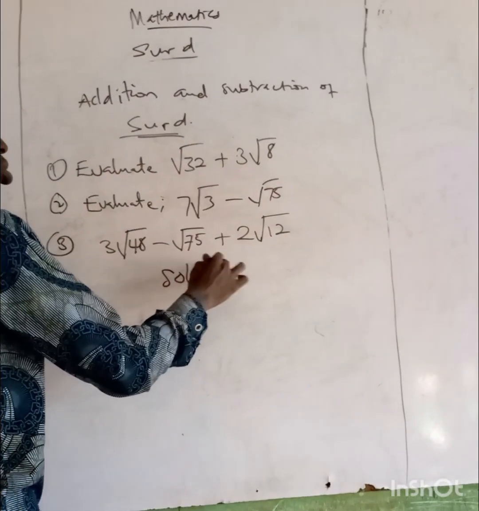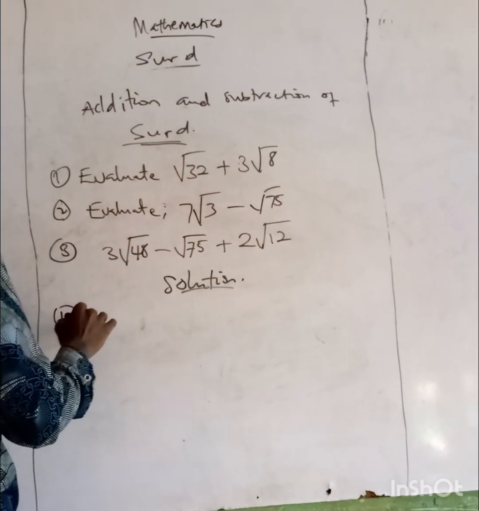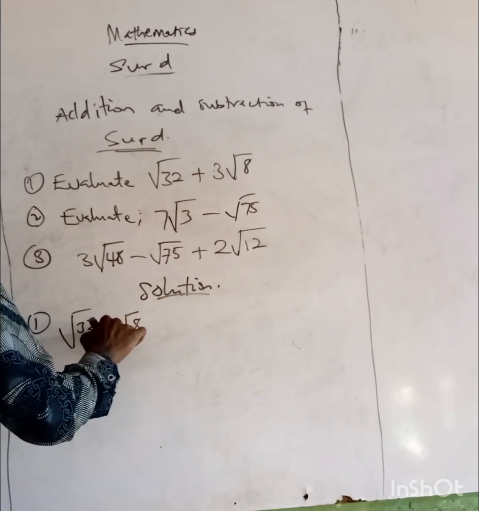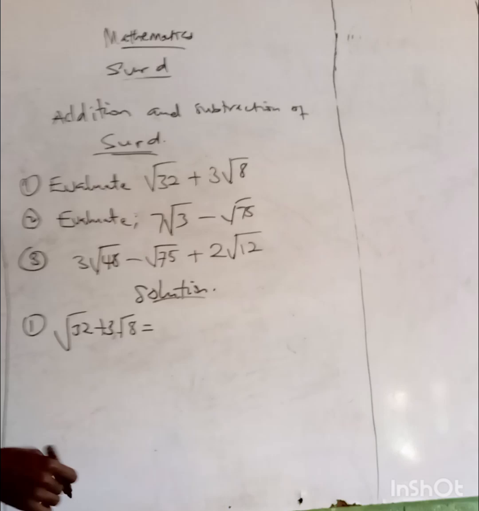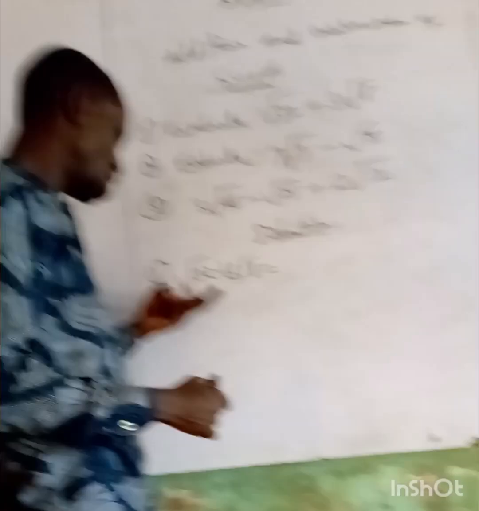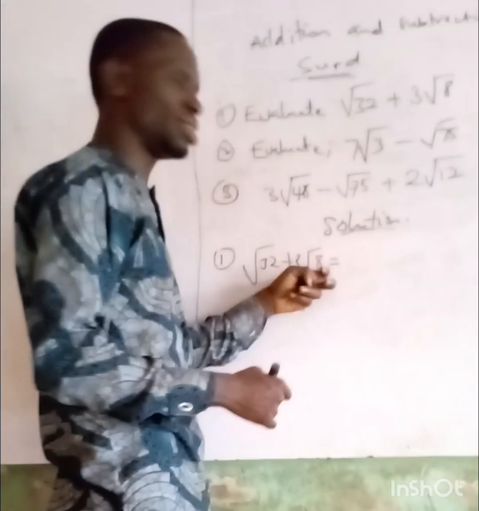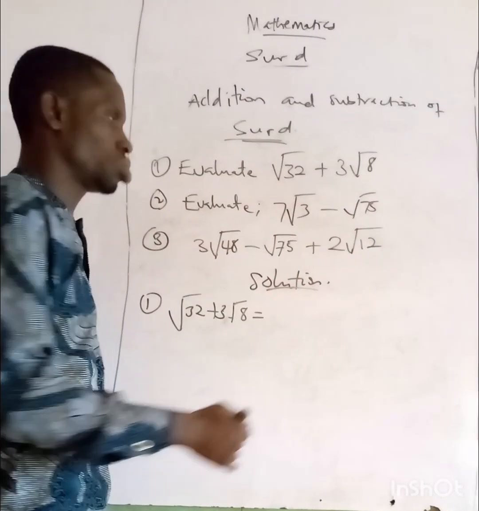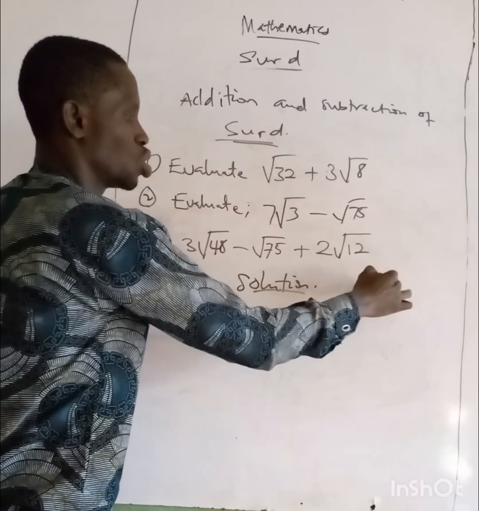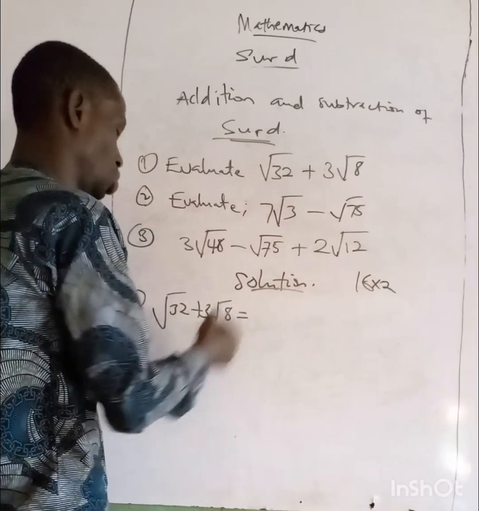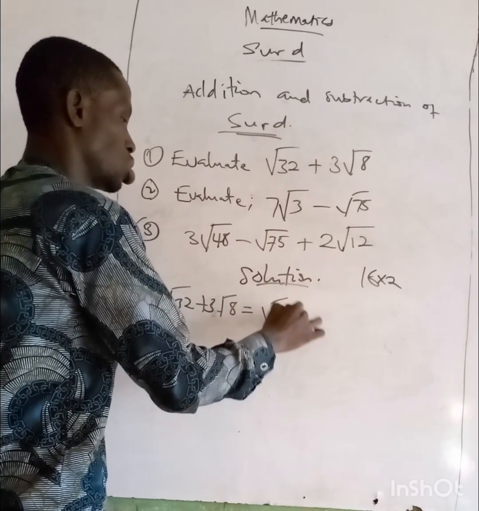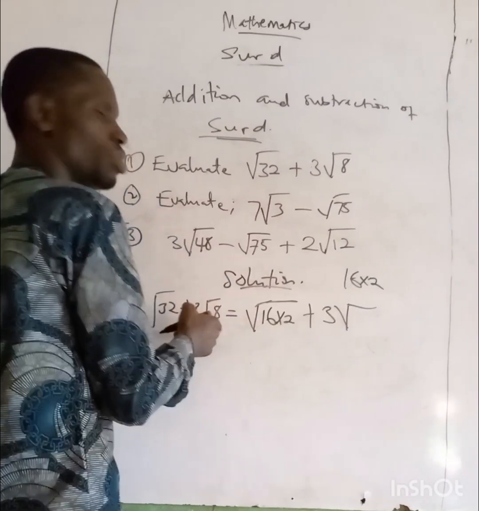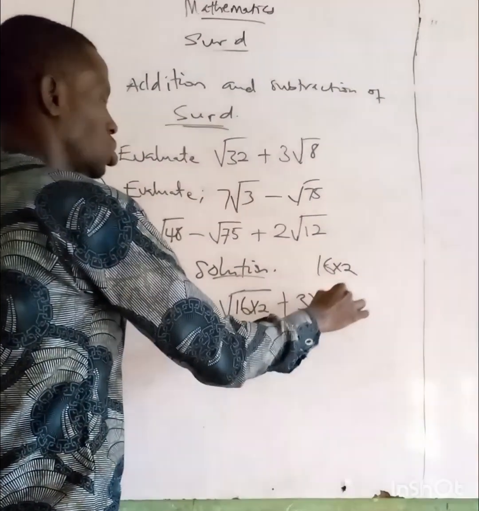Now solution. Number 1. We have to evaluate root 32 plus root 8 plus 3 root 8. Having a prior knowledge of simplification of surds, of course we know that we are first of all going to simplify this and this, where applicable. Alright, simplifying root 32. Of course we know that's going to be 16 times 2. You should remember the procedure. So that's going to be root 16 times 2 plus 3 root, simplify 8. That's going to be 4 times 2.